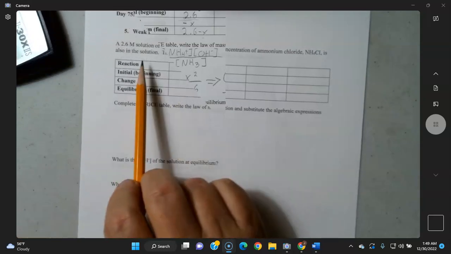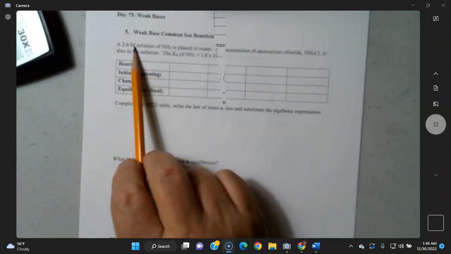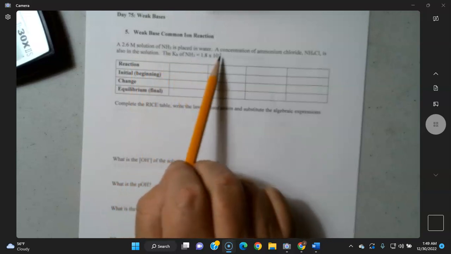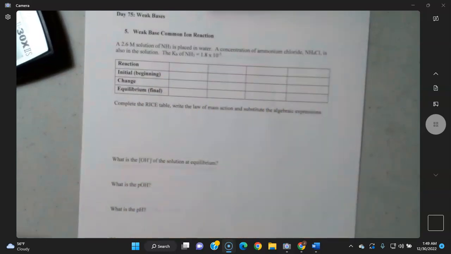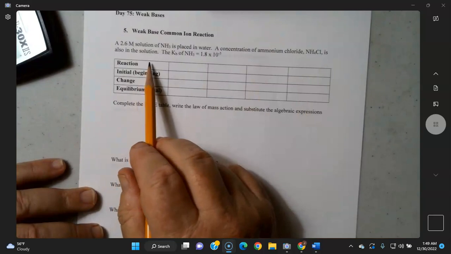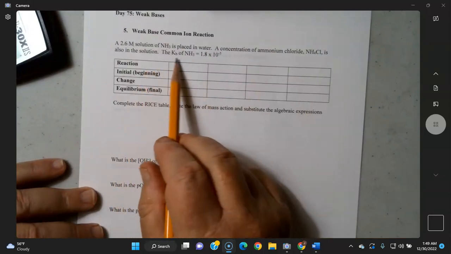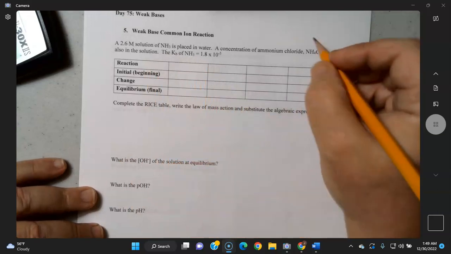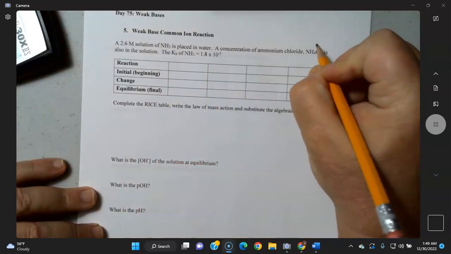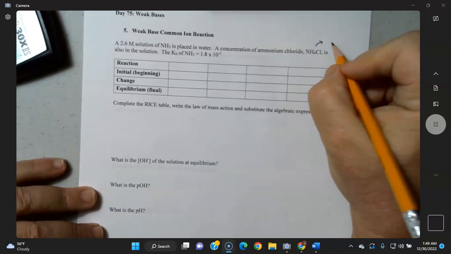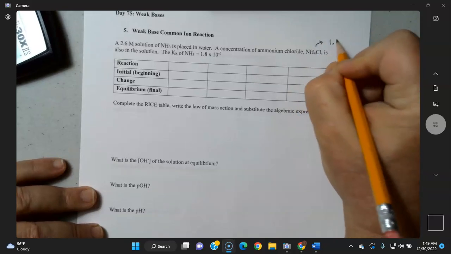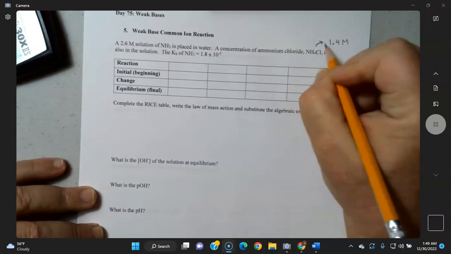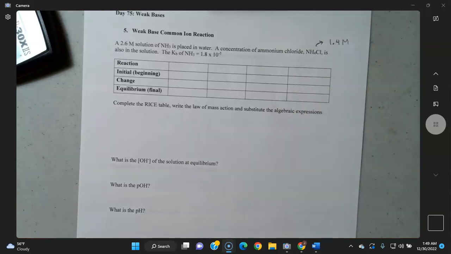All right, so now we're going to do a common ion problem. 2.6 molar of NH3 is placed in water. A concentration of ammonium chloride is also in the solution. And let's see, it doesn't look like I told you how much it is. So we're going to say that this is 1.4 molar of ammonium chloride right there, okay?